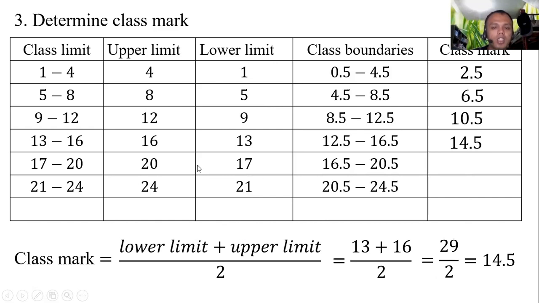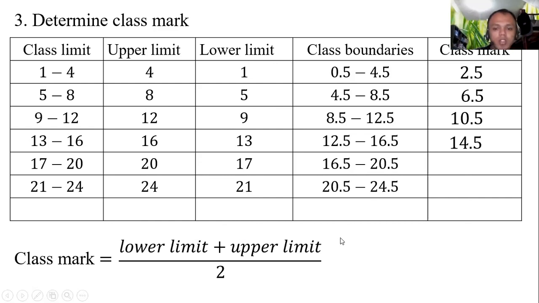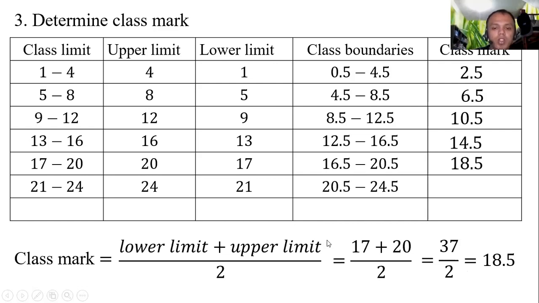Okay? Next, 17 plus 20 is 37. Divide by 2, we have 18.5. Next, 21 plus 24 is 45. Divide by 2, we have 22.5. Okay? So, ganun lang kasimple para makuha yung class mark.